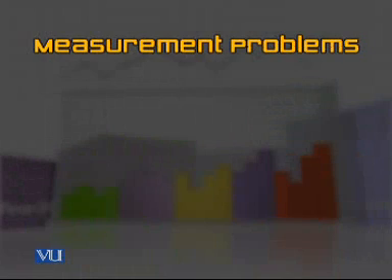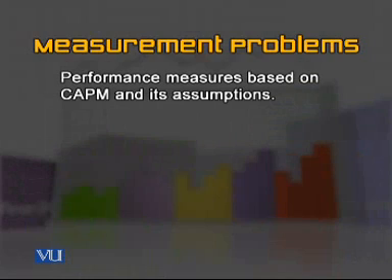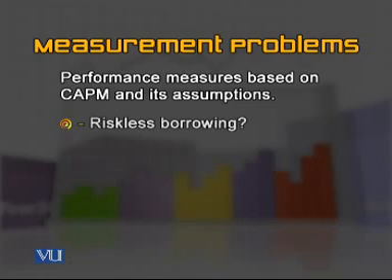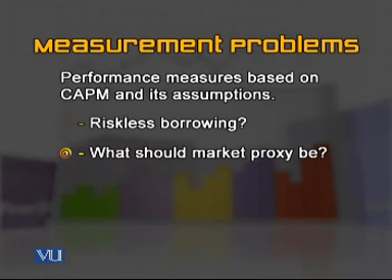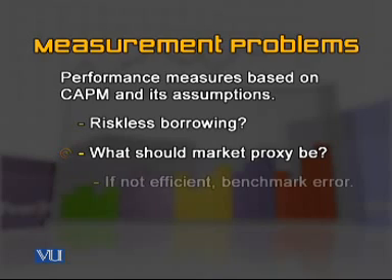But there may be measurement problems. What can these measurement problems be? Maybe we're talking about performance measures based on the capital asset pricing model and its assumptions. Is it riskless borrowing? What should the market proxy be? These are questions that keep coming into one's mind when there are problems regarding measurement. If not efficient, benchmark error can be there.